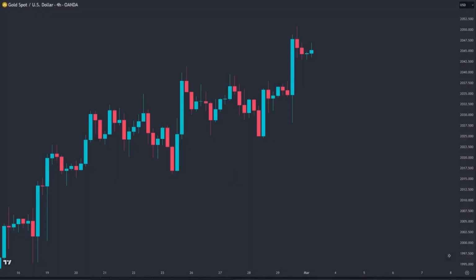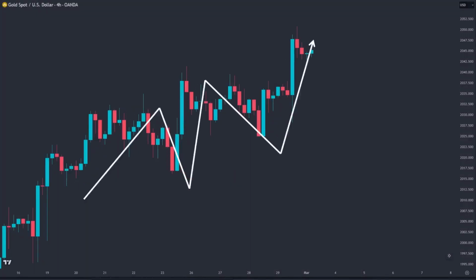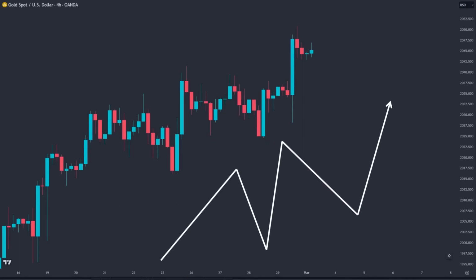Here we have gold on the 4-hour chart. This is the latest market structure schematic. If we bring the schematic to the side, this market structure is exactly what we are looking for when we want to trade. A clear market structure movements with obvious direction and swing points.